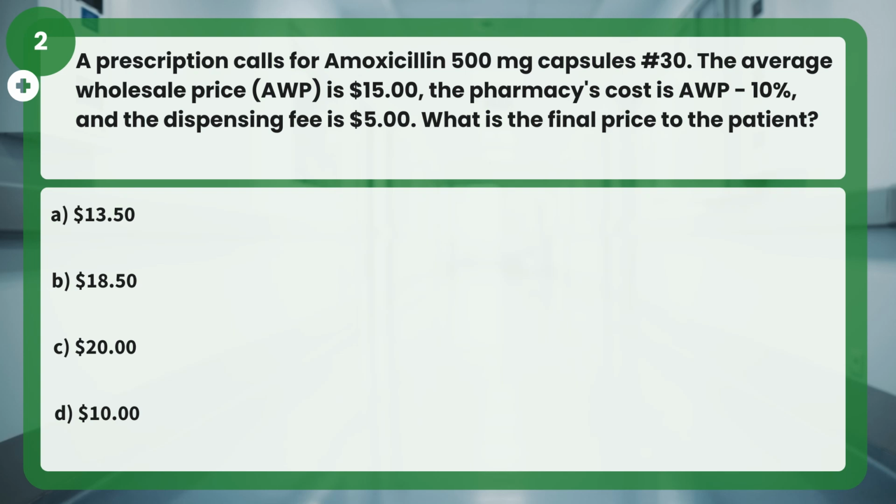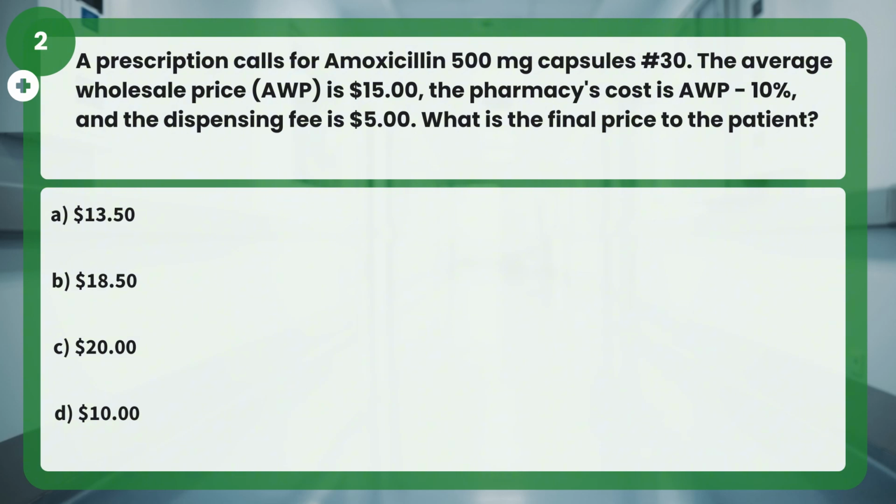Question 2. A prescription calls for amoxicillin 500 mg capsules, number 30. The average wholesale price, AWP, is $15.00, the pharmacy's cost is AWP minus 10%, and the dispensing fee is $5.00. What is the final price to the patient?